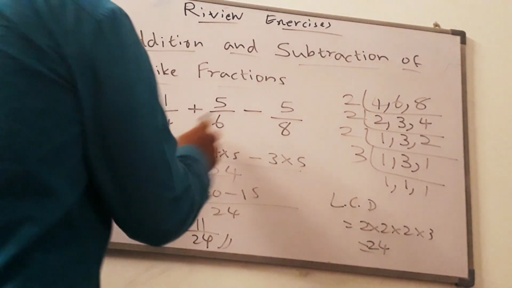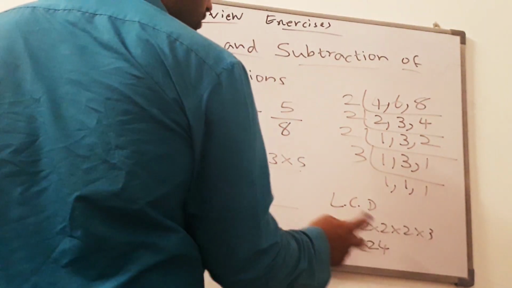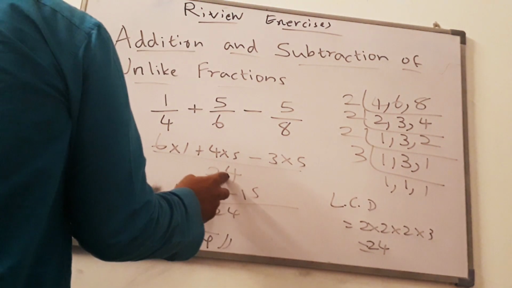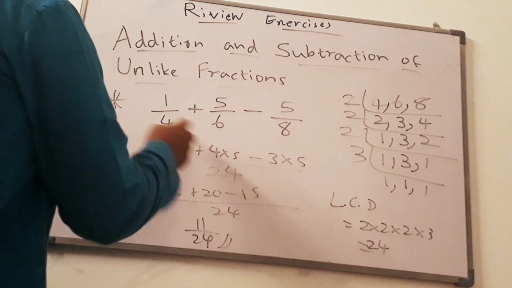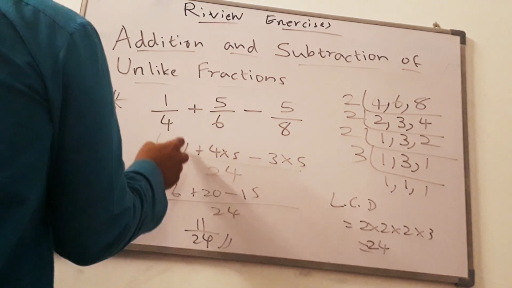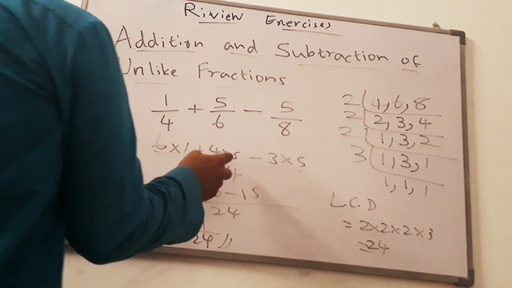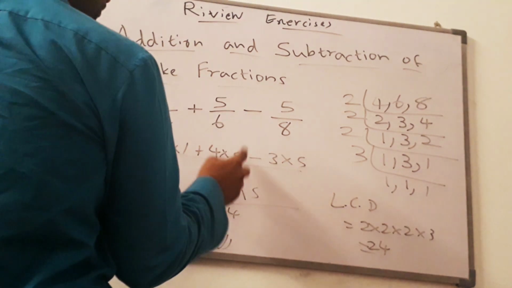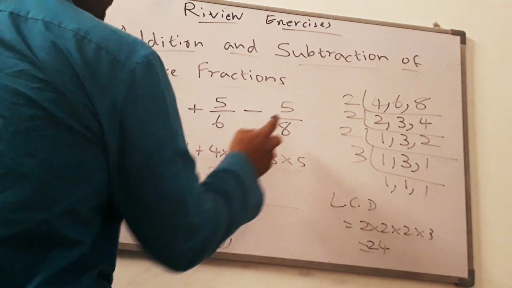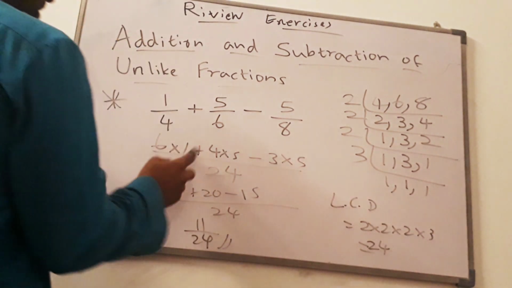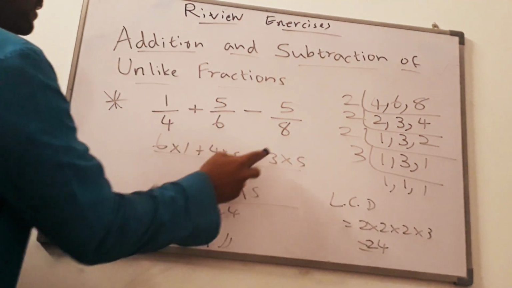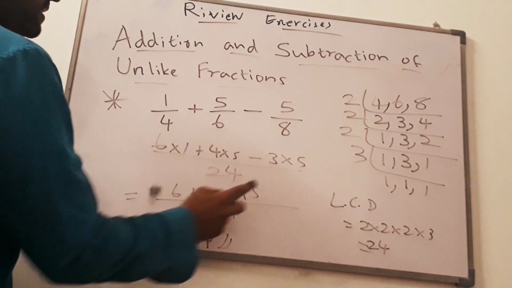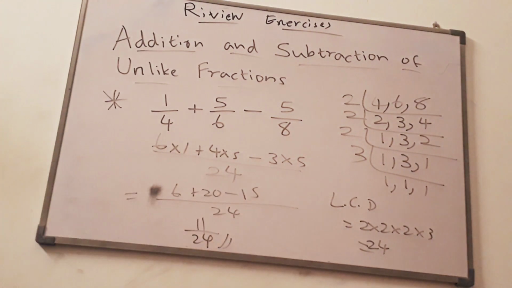Okay, different denominators, I have to write this. Hence, this common denominator is 24. So I take the denominator as 24. There are 4 6's, so 6 times 1 here. Then again there are 4 6's, so 4 times 5. Then 3 8's, so 3 times 5. 6 times 1 is 6, 4 times 5 is 20, 3 times 5 is 15. 6 and 20, 26 minus 15, 11 over 24.